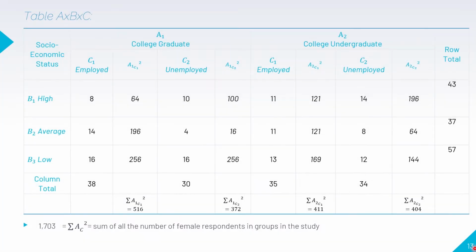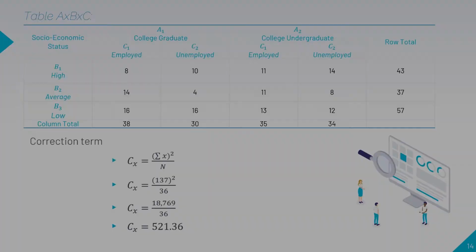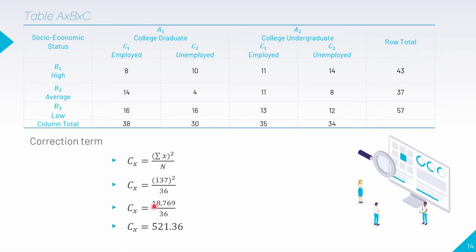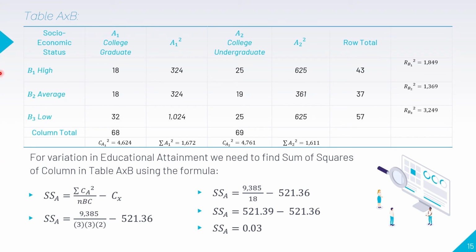Okay, so let's divide this. 18,769 divided by 36, we have 521.36 as our Cx or correction term. So for variation in educational attainment, we need to find the sum of squares of column in table A by B. This is our table A by B.